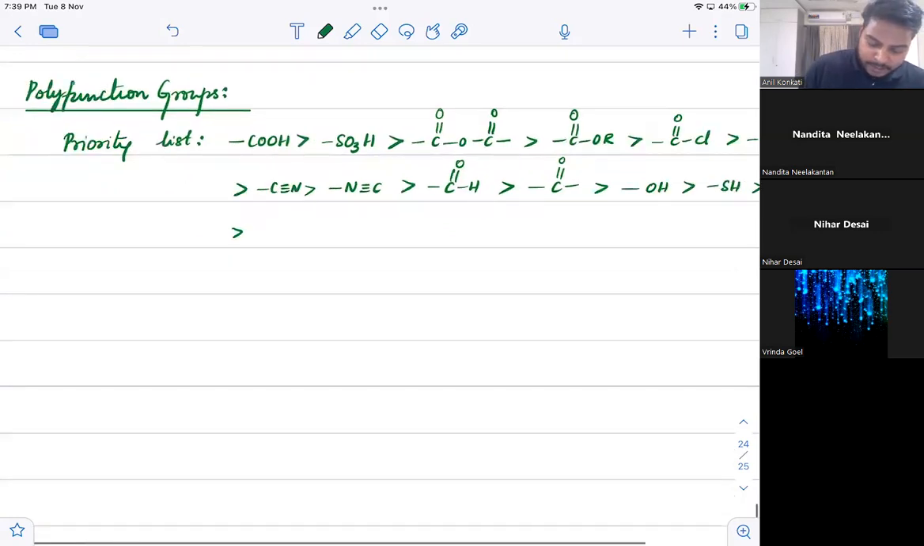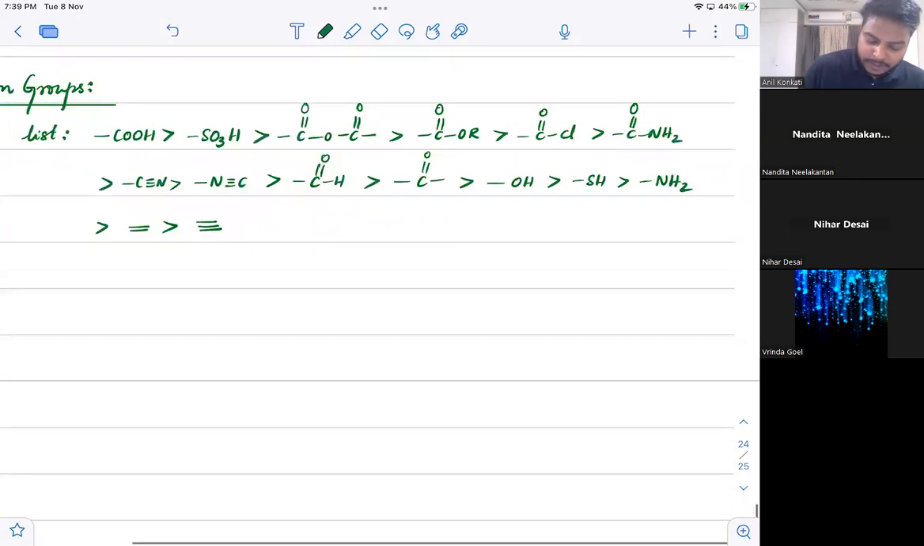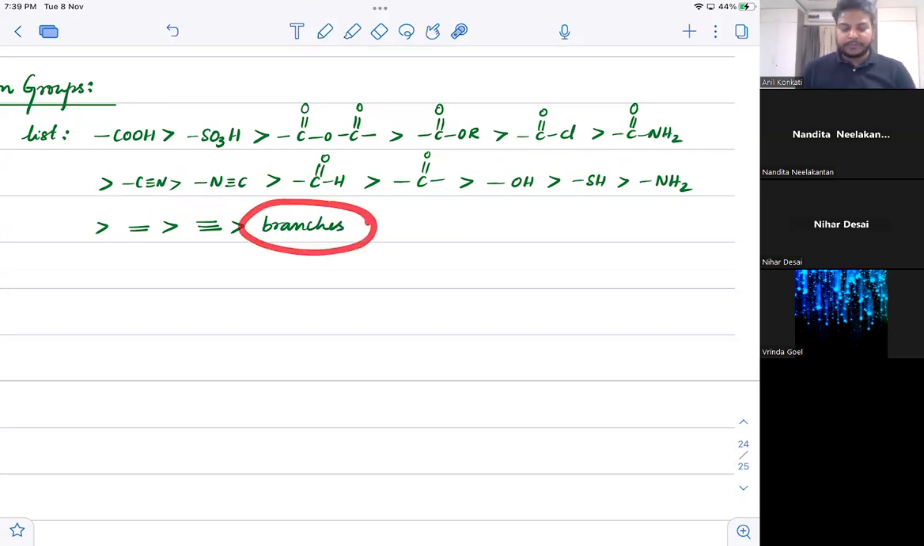After this come double bonds. After this come triple bonds. And then finally, all of them are only branches, that is substituents. Here there is no priority. This you have to mug up. You have to write it multiple times and learn it, because this becomes a very important part as you go throughout the entire organic chemistry.